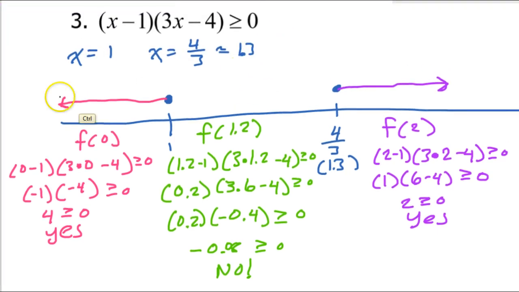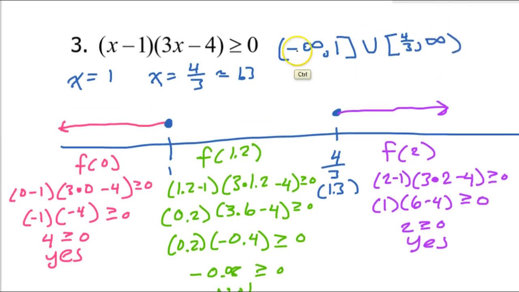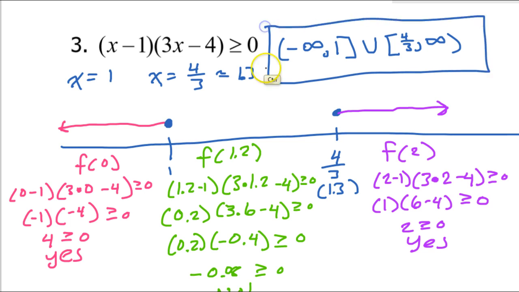So in interval notation, I have negative infinity to 1, union 4/3 to infinity. So that's answer number 3.